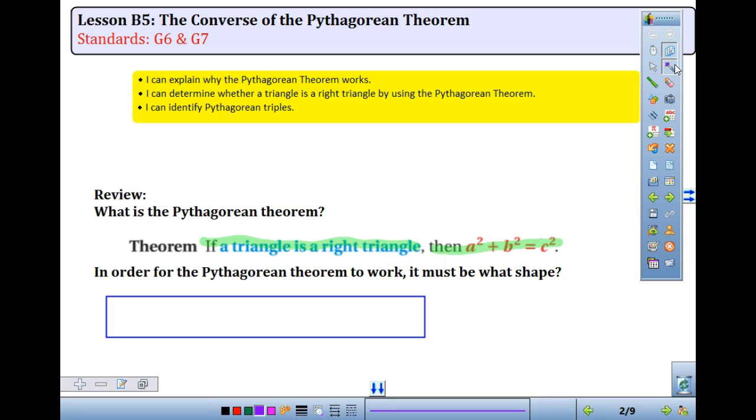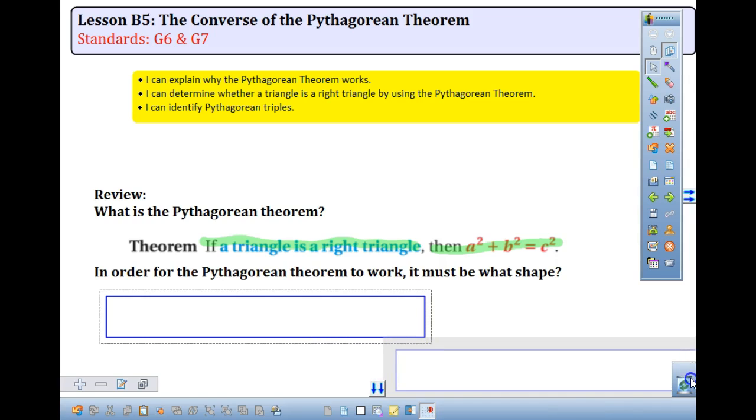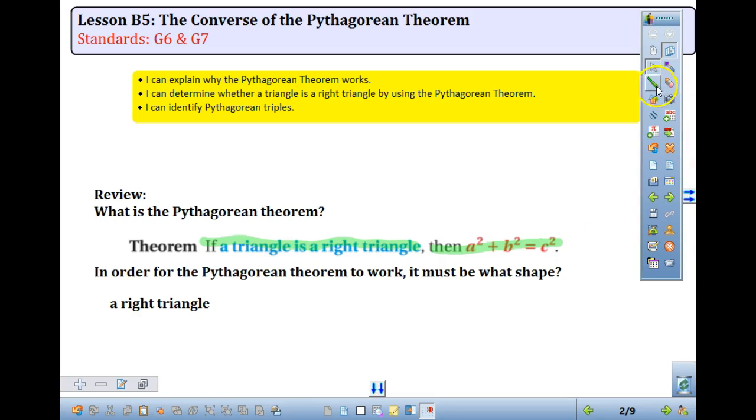Why? Because as we are looking at this, it is important that you understand as you get into your upper level math what these theorems are. So, if a triangle is a right triangle, then a squared plus b squared equals c squared. The second part of that says, in order for the Pythagorean theorem to work, what shape must it be? It must be a triangle. More particular than that, we want a right triangle. So please make sure you're writing down right triangle.